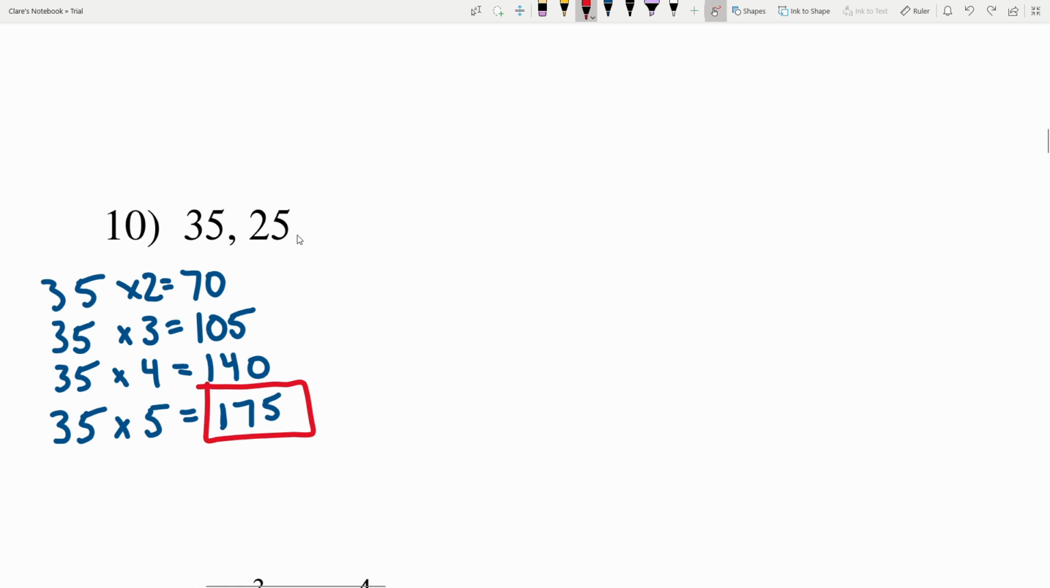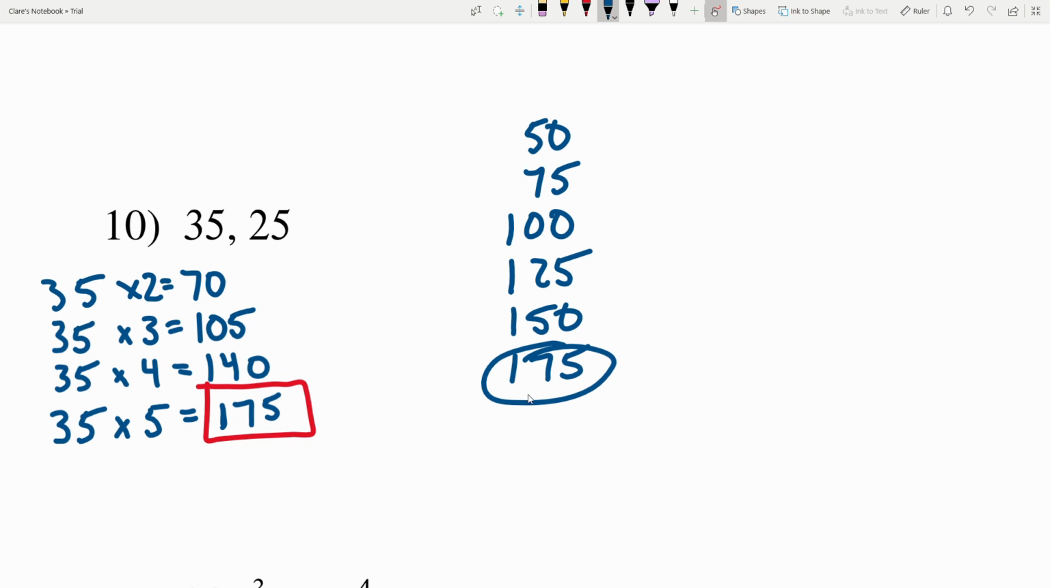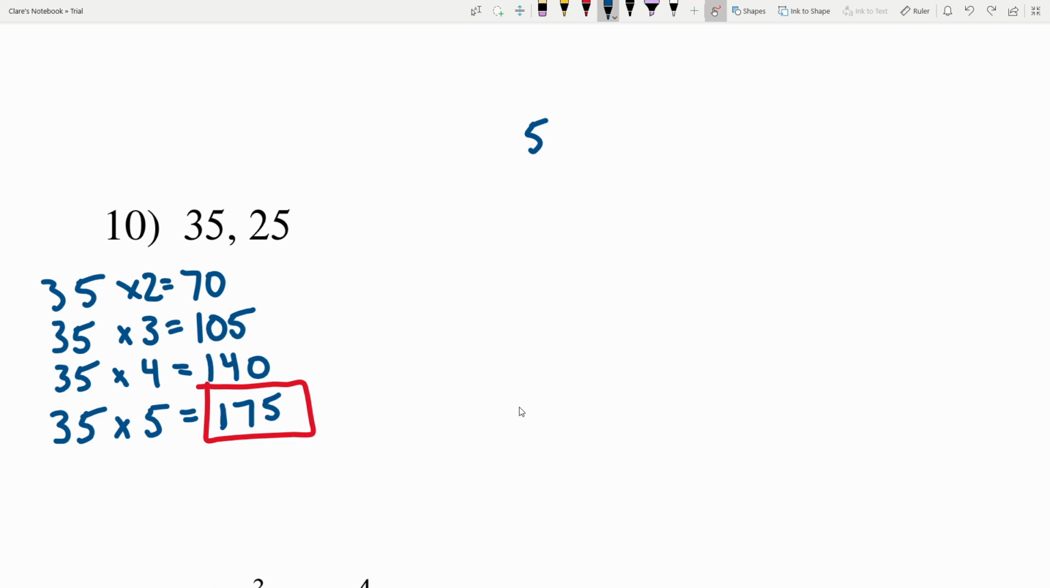Now we could have started with 25 and listed out its multiples. We could have done 25 times 1, which is 25, 25 times 2, which is 50, and then times 3 would be 75, times 4 would be 100, times 5 would be 125, times 6 would be 150, times 7 would be 175, and then eventually we'd get there. But this way, I only had to write out up to times 5, where if I started with my smaller one, I would have had to go all the way up to times 7. That's why starting with the larger number just helps us find that LCM a little bit quicker, but either way, we would get the same result.